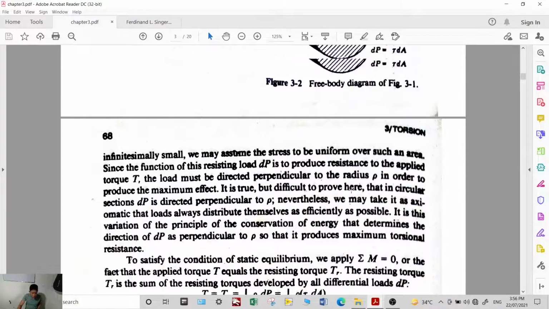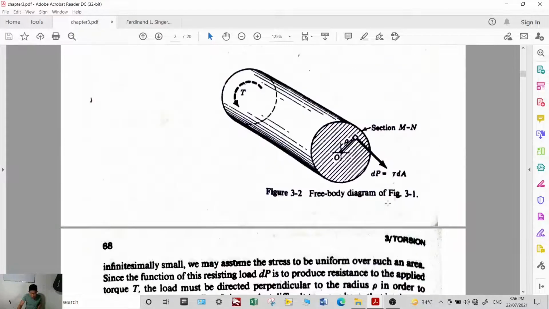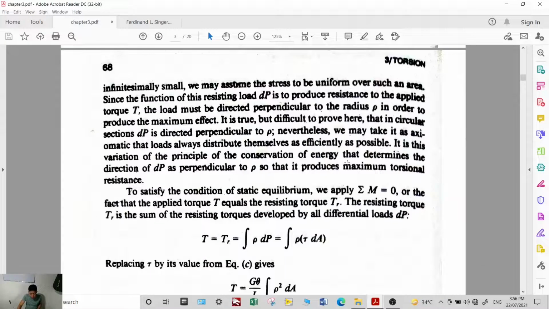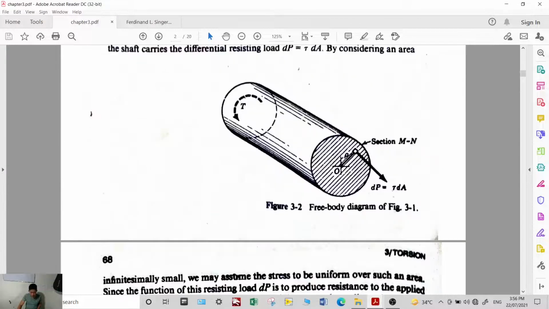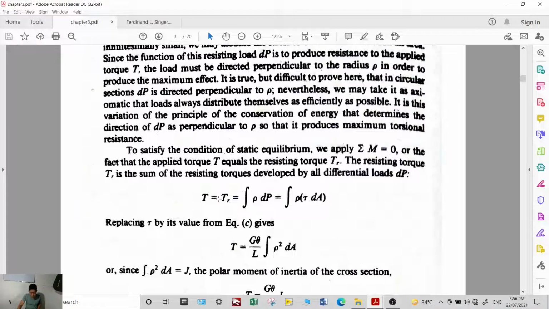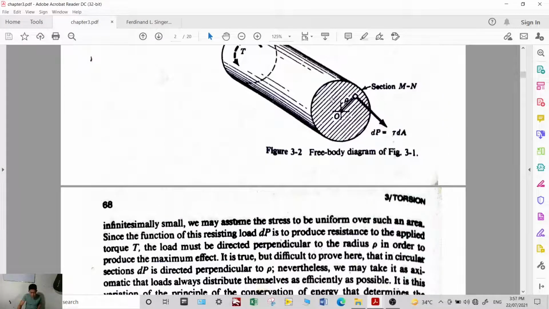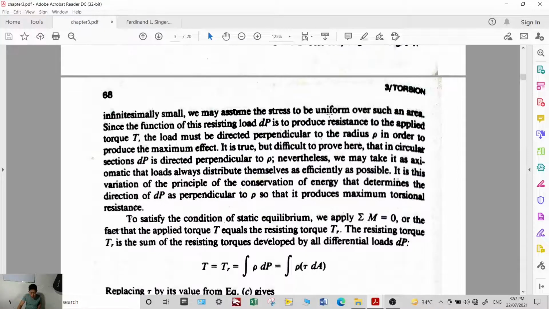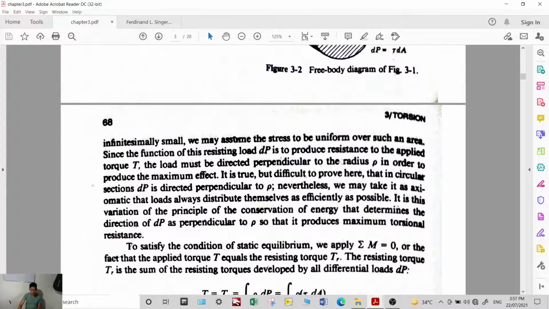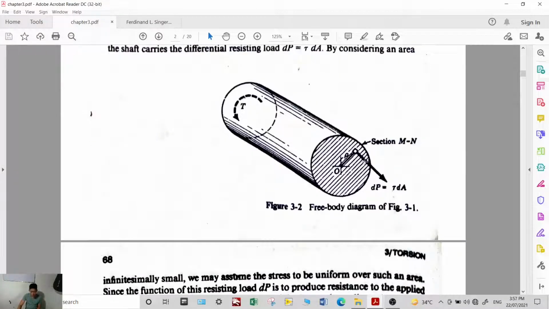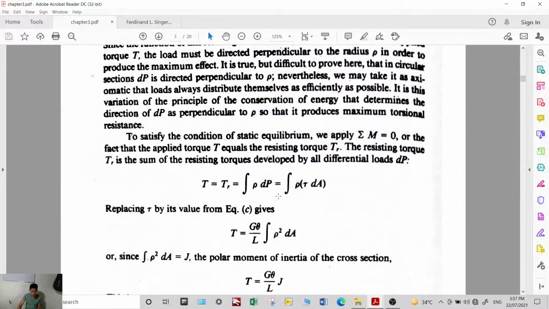Okay, and then if we apply the summation of moment so that to satisfy static equilibrium, we can get this equation. Now, the torque is just equal to this one, resisting torque. The resisting torque is just, okay, unsa gali equation sa imong torque? Torque is just force times the distance, okay, perpendicular distance. So, ang unsa mo ang force ani, dp multiplied by rho, okay? So, mo na siya rho d sub p.